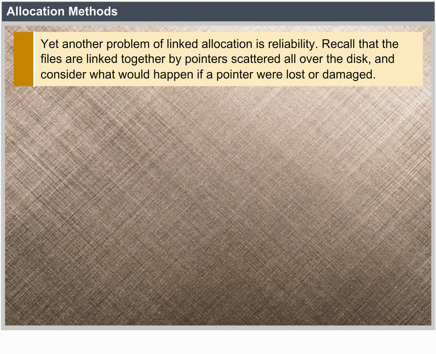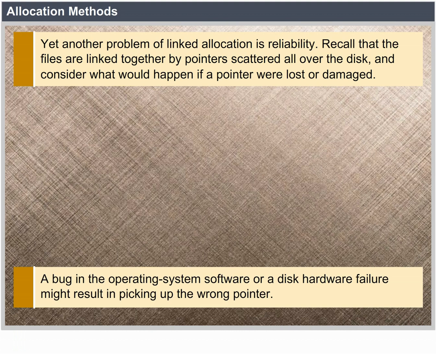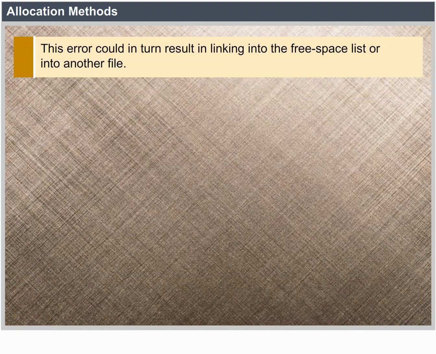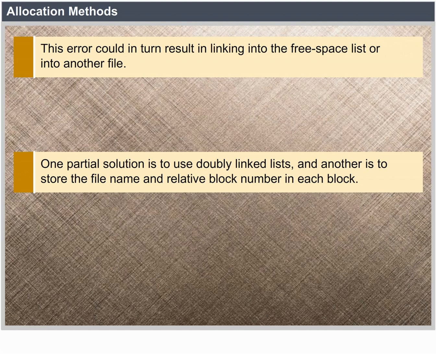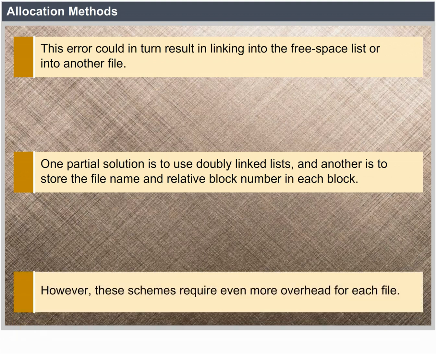Recall that the files are linked together by pointers scattered all over the disk, and consider what would happen if a pointer were lost or damaged. A bug in the operating system software or a disk hardware failure might result in picking up the wrong pointer. This error could in turn result in linking into the free-space list or into another file. One partial solution is to use doubly linked lists, and another is to store the file name and relative block number in each block. However, these schemes require even more overhead for each file.